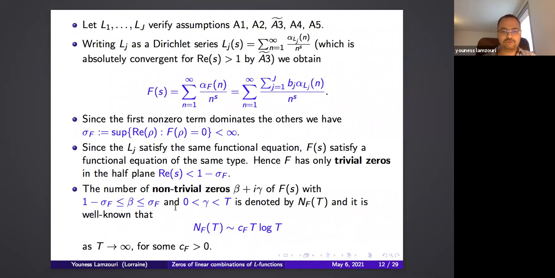And again, using just some standard tools, the argument principle, you can count how many non-trivial zeros there are in this strip, which we can also call the critical strip for this linear combination. And by standard methods, the number of zeros is asymptotic to a constant times T log T. And so we are interested to have some information on where these zeros are. And if there are violations of the Riemann hypothesis, can we quantify them?